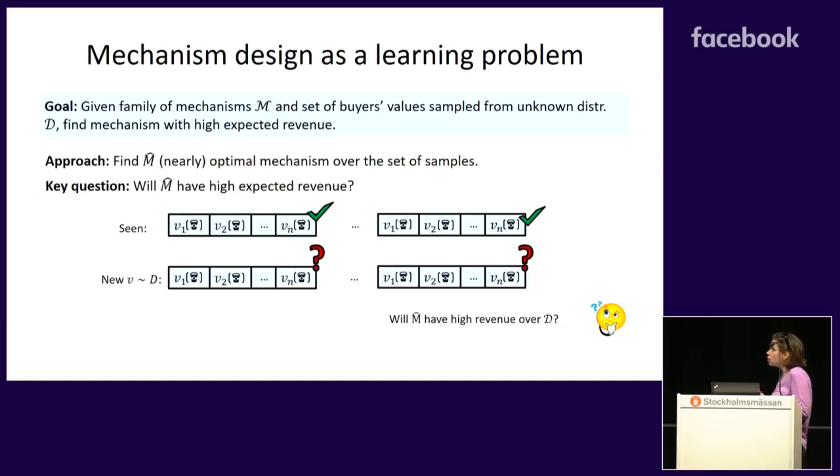Okay, so that's a key question, and of course, the answer to this question will depend on how many training samples we've seen in the training set. And so that's basically exactly a sample complexity question, which is how many training samples we need to see in order to guarantee that a mechanism that does well over the training set of samples will also have high expected revenue as well. Okay, and this is exactly where learning theory, so these are the types of questions we always study in machine learning, learning theory in particular, and so it's very natural to try to use techniques from learning theory in order to address this question.